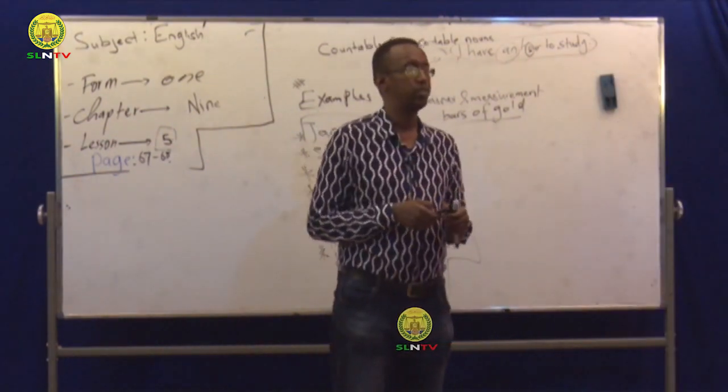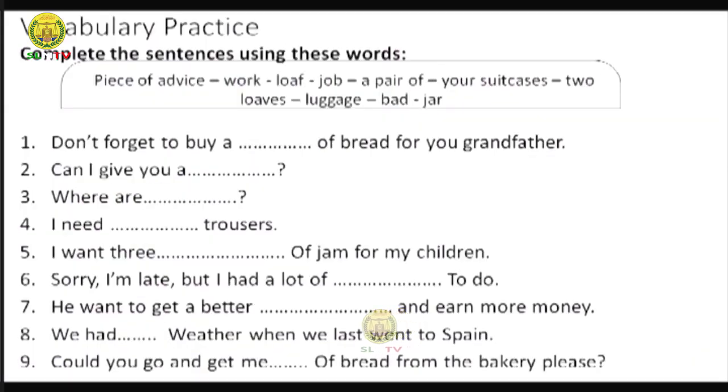Let's move to our page. So these are the measurements. So these are questions. Complete the sentences using these words. So the first one, you have a box, piece of advice, walk, loaf, job, a pair of your suitcases, 2 loaves, luggage, bat, jar. You have to put these words in the box or in this line. These words above, you have to just pick these words and fill them in the blank.